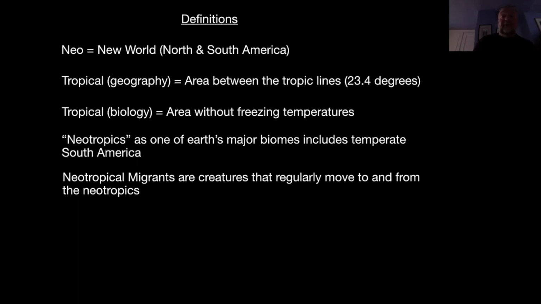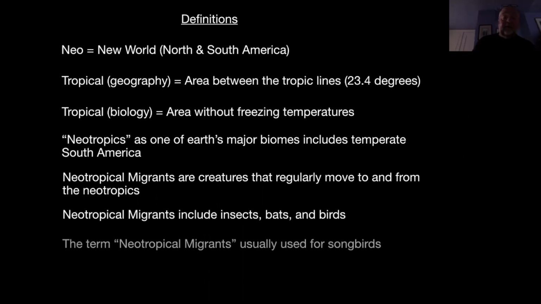Now, neotropical migrants, which is our subject, are creatures that regularly move to and from the neotropics into other parts of the globe. And neotropical migrants include a number of insects and bats and birds. But the term is usually used in reference to songbirds that are migrating to and from tropical America. And my focus today is indeed going to be on songbirds.